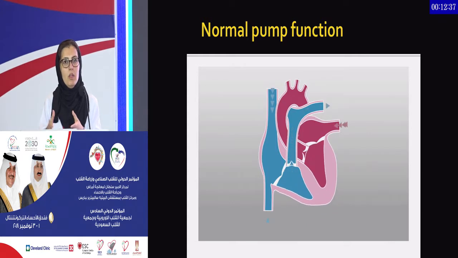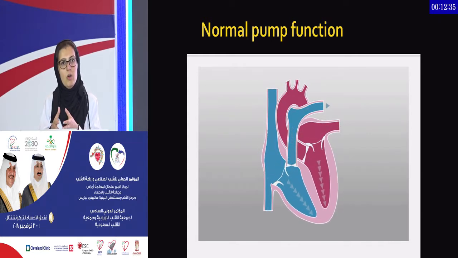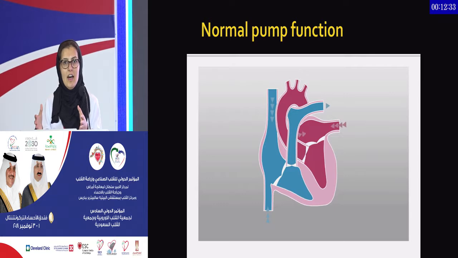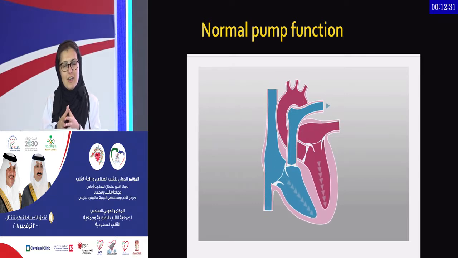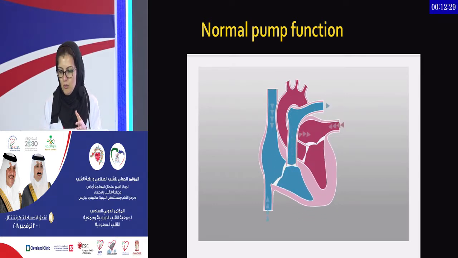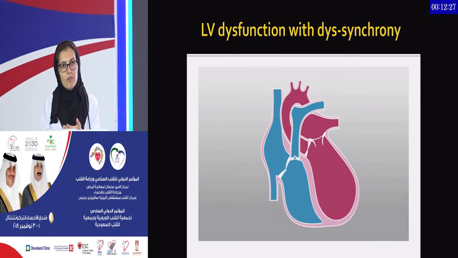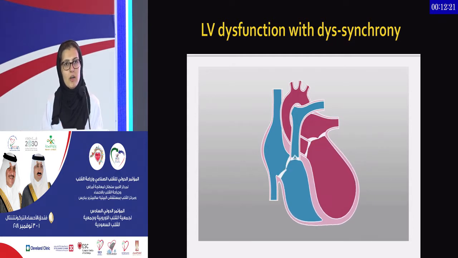In the normal pump, both of them move together in synchrony, in in systole, and out in diastole. And that makes it an efficient pump. When you have a dyssynchronous wall, and that is usually seen with a bundle branch block morphology or a wide QRS, that synchrony is lost. So you don't have both walls moving together in systole and diastole, making the pump not only weak, but rather inefficient.